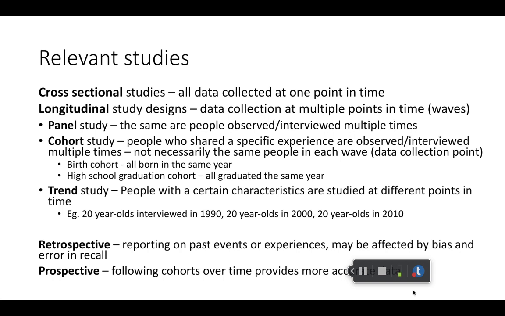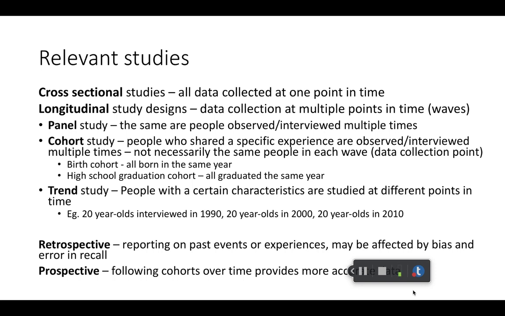The third type of longitudinal study design is called a trend study. And here we're interested in people with a certain characteristic, and these people are studied at different points in time, but it's not the same people who are studied. So for example, in a trend study, I might be interested in the opinions of 20-year-olds in 1990, and the opinions of 20-year-olds in 2000, and the opinions of 20-year-olds in 2010. So I'm interested in 20-year-olds at each point in time, but what's changing is time. So I'm interested in how really birth cohorts differ over time.